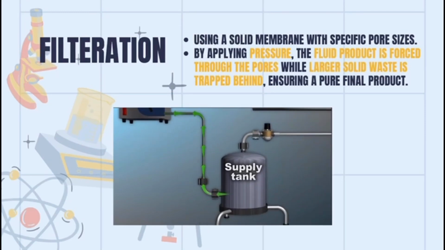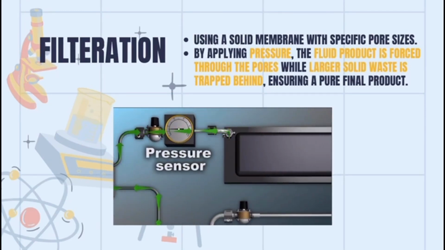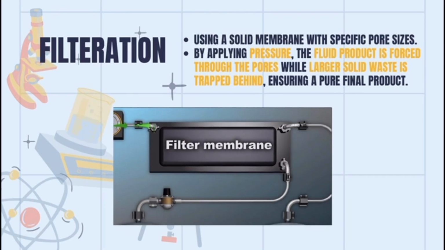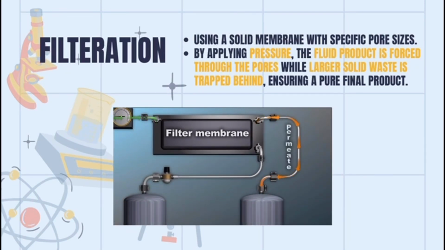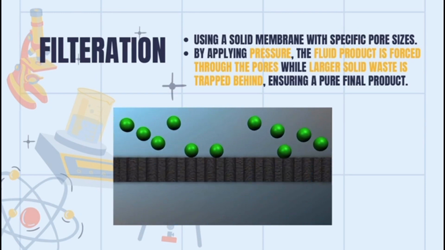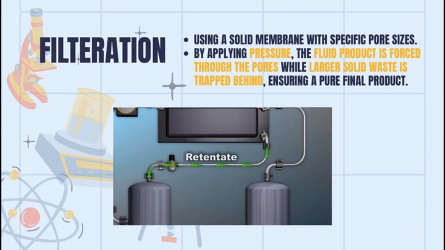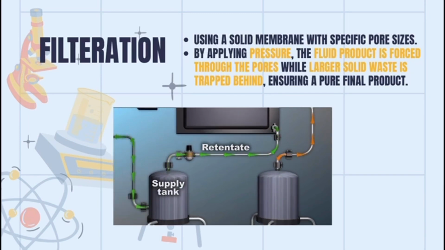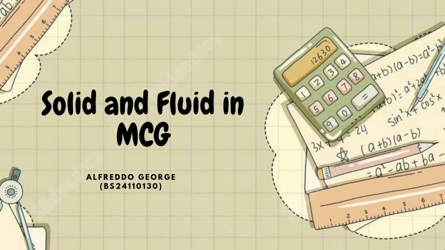We apply this principle in biotechnology through filtration. We use a solid membrane with specific pore size. By applying pressure to a liquid culture, the fluid is forced through the pores, while larger solid particles like cell debris are trapped behind. Today, I will explain how solid and fluid in basic physics are related to mathematics computer graphics.